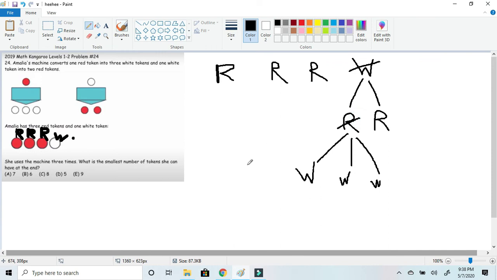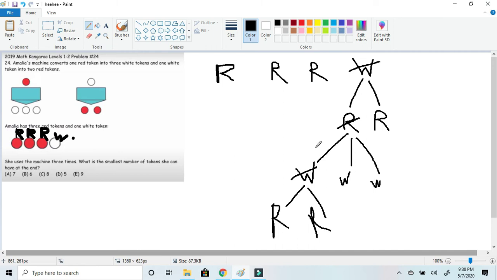Okay, so final step. For our third time of using the machine, we'll transfer the white again into 2 reds, repeatedly, as this. So let's just quickly do that right now again. And we've finally finished the model.